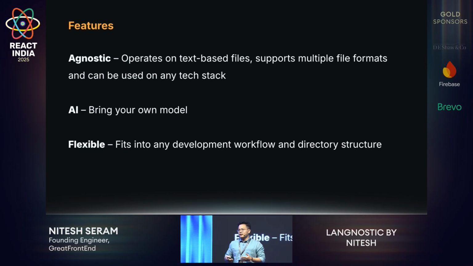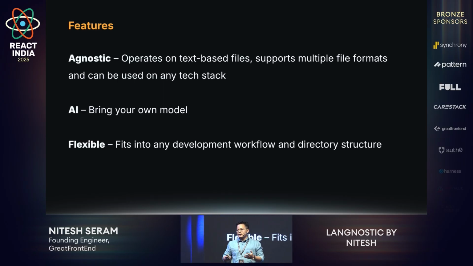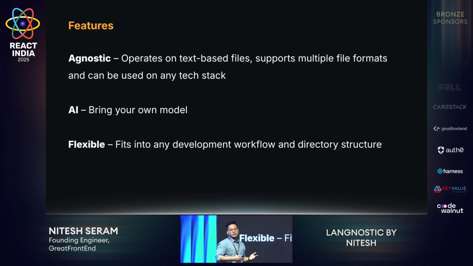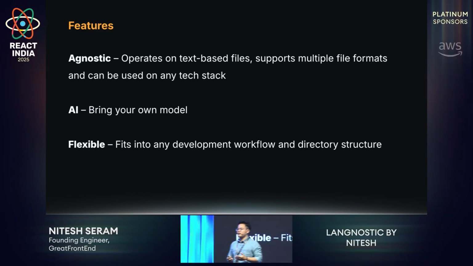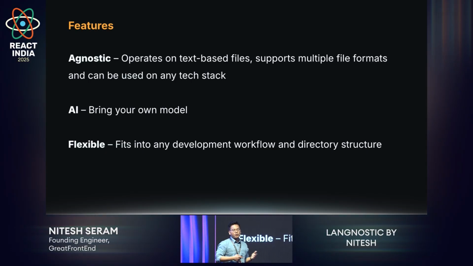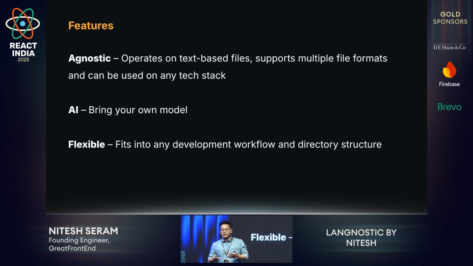And next is, it doesn't assume any tech stack, right? It works with any i18n library or any JS framework, any front-end framework. It even works with a Ruby on Rails or even a Django app. All it needs is Node.js to run Langnostic. And the next feature is you can bring your own AI model, right? Like we saw in the previous slide, you can define what AI model you want to use for the translation.